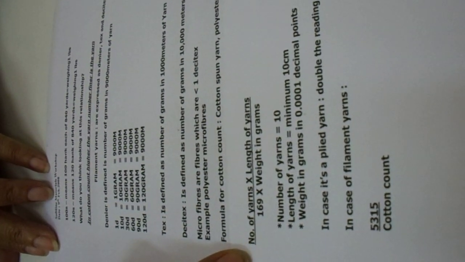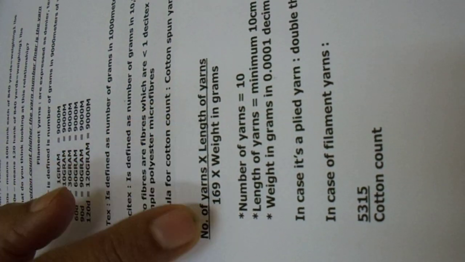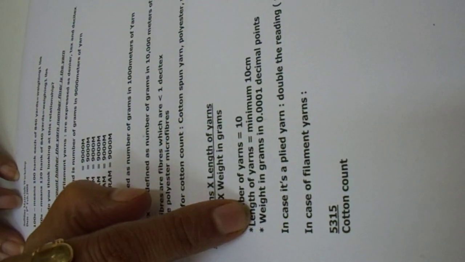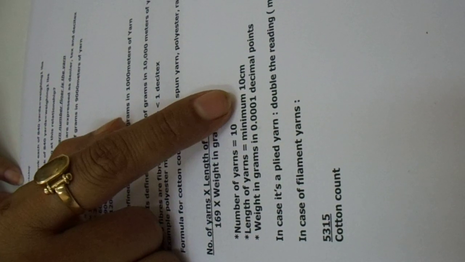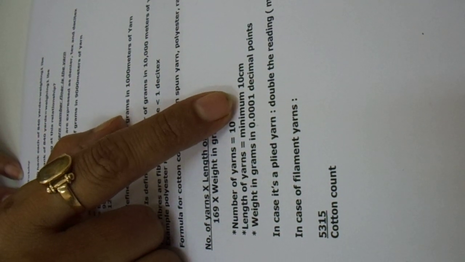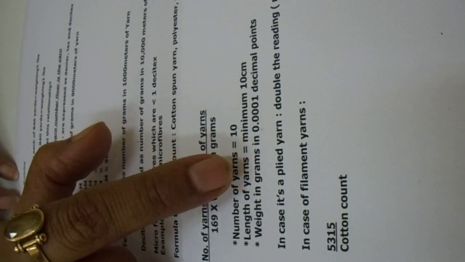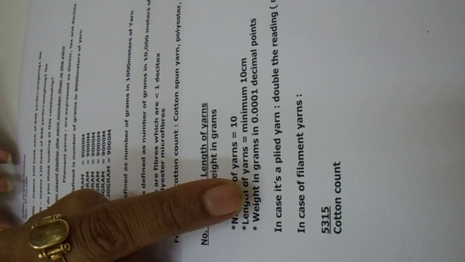Let's look at what is the formula for calculating the spun yarn count. Number of yarns into length of the yarns, 169 multiplied by weight in grams. Number of yarns, we want to take 10 yarns. Length of the yarns, minimum should be 10 centimeters, and weight in grams has to be calculated on an analytical balance where you can measure up to 4 decimal points. So this has to be done on a high precision balance, and we will go to the testing laboratory and see how the calculation has to be done.